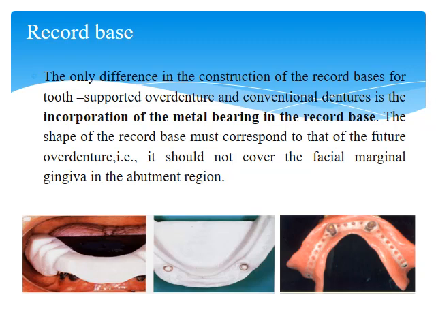The only difference in the construction of record bases for tooth-supported overdenture and conventional dentures is the incorporation of the metal bearing in the record base. The shape of the record base must correspond to that of the future overdenture. That's to say, it should not cover the facial marginal gingiva in the abutment region.